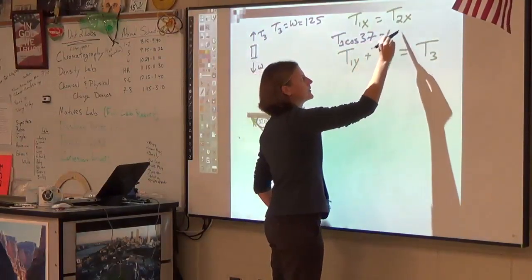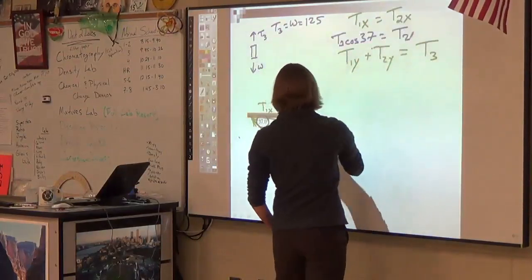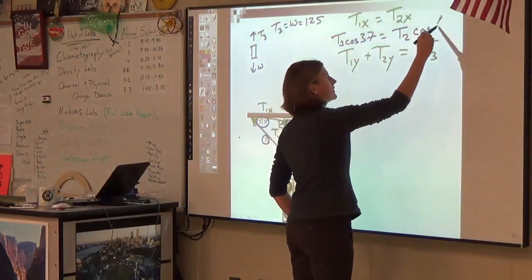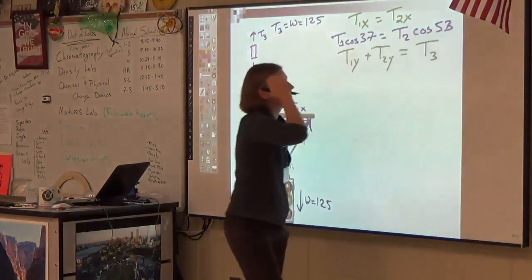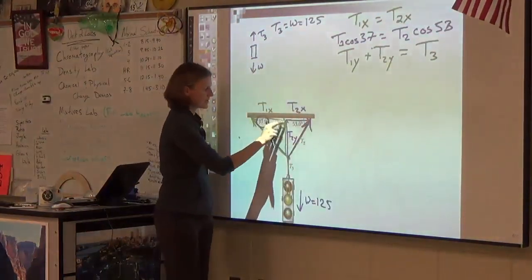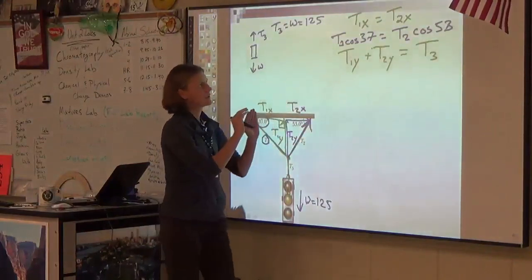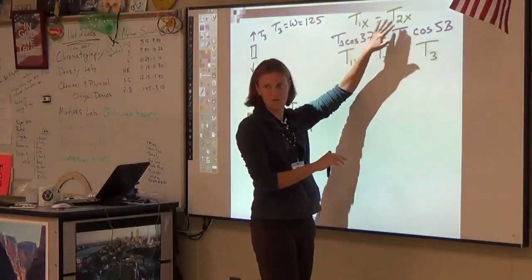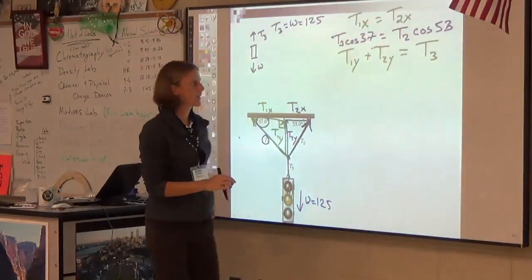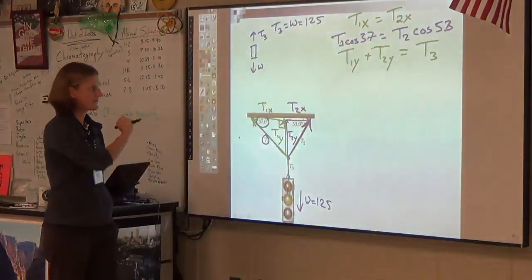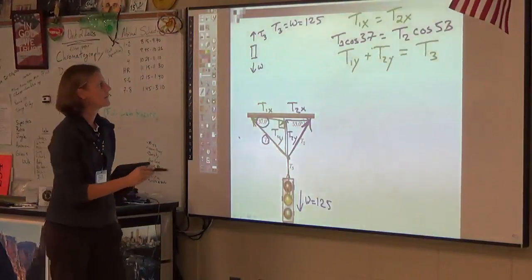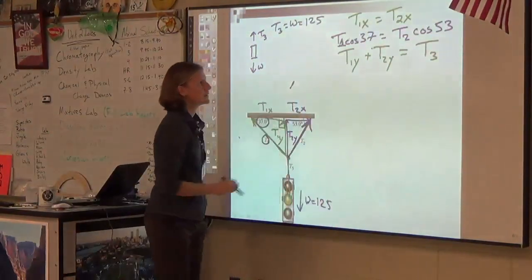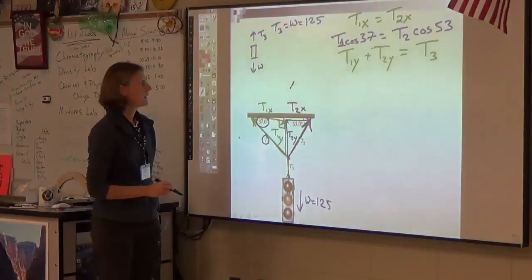And that would equal T2 cosine of 53. Again, I'm not worried about positive and negative signs anymore because I've already taken into consideration their directions when I set up this equation in the first place. I said left equals right. I'm just dealing with the magnitudes. I know the magnitude left equals the magnitude right. This is equation 1. Not a very good one, but a 1. All right.